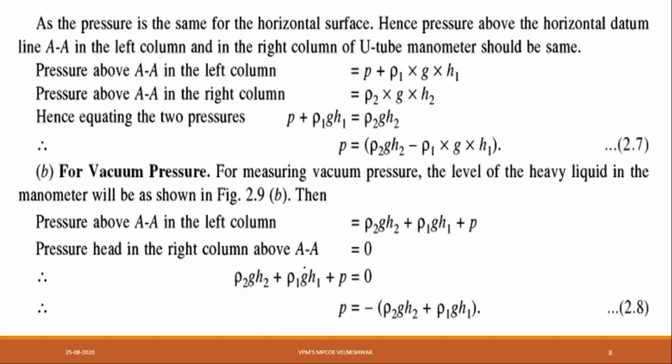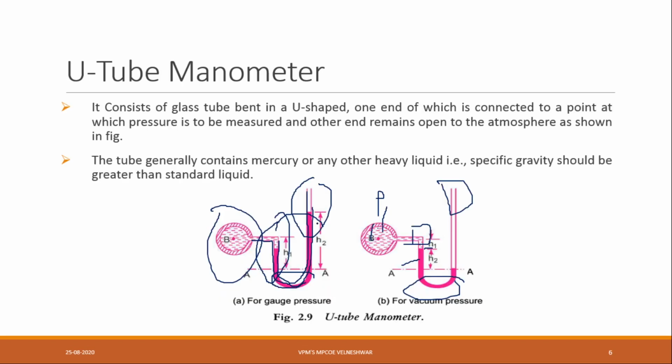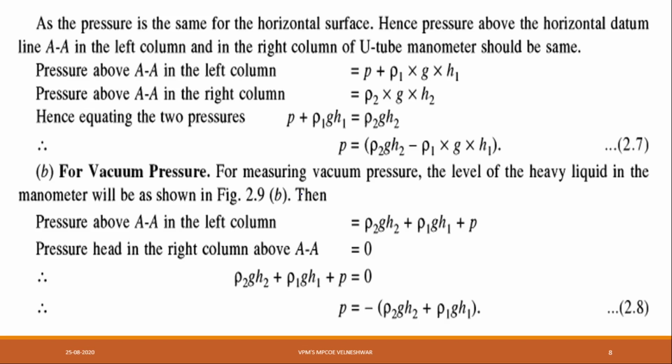Here there won't be any pressure. Why? Is there any point like B or A? No point is there, so it is free, it is atmospheric pressure, that is ρ2 into g into H2. Hence we have to equate both equations, left column equal to right column, that is P plus ρ1 g H1 is equal to ρ2 g H2. Now our ultimate target is pressure, that is P is equal to ρ2 g H2 minus ρ1 g H1. Make it as equation number 1 or 2.7, whatever it is.